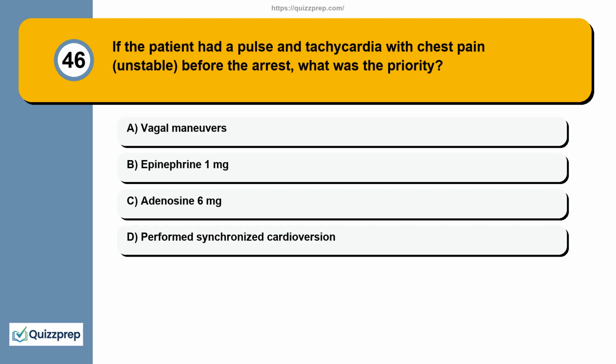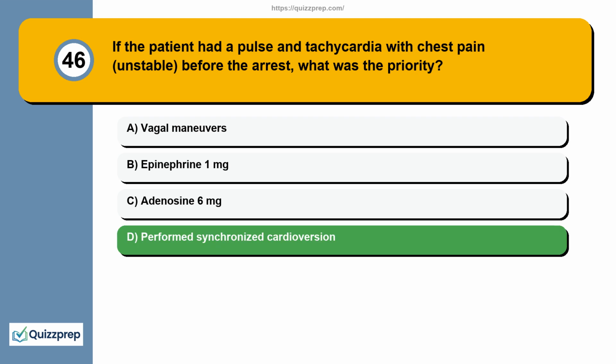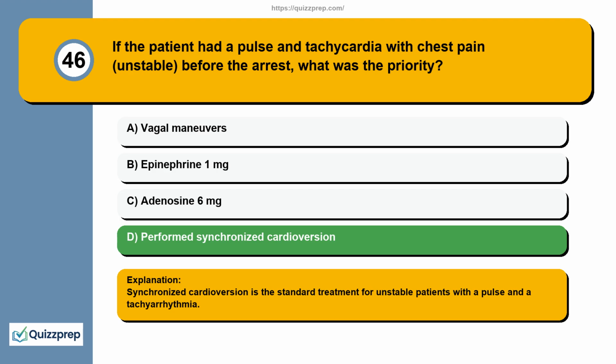Question 46. If the patient had a pulse and tachycardia with chest pain, unstable, before the arrest, what was the priority? Vagal maneuvers, epinephrine 1 mg, adenosine 6 mg, synchronized cardioversion. Synchronized cardioversion is the standard treatment for unstable patients with a pulse and a tachyarrhythmia.